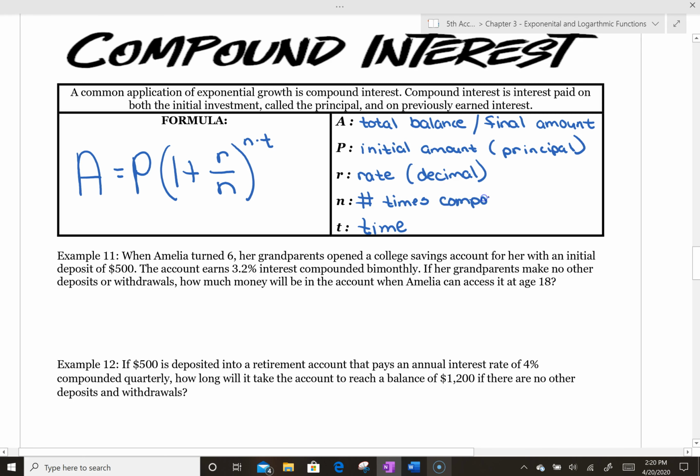How long? So that means we're looking for t. Will it take the account to reach a balance of 1,200? Okay. So just like the other ones, we need to divide by that 500 first. And that comes out to 2.4. Then what I would do next is I would type the inside right here in the calculator. Okay, so 0.04 divided by 4 and then add 1 to that. And you should get 1.01 approximately.